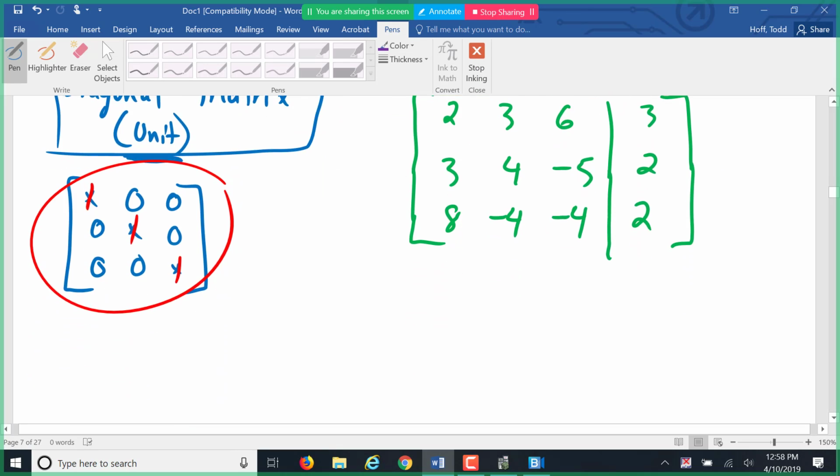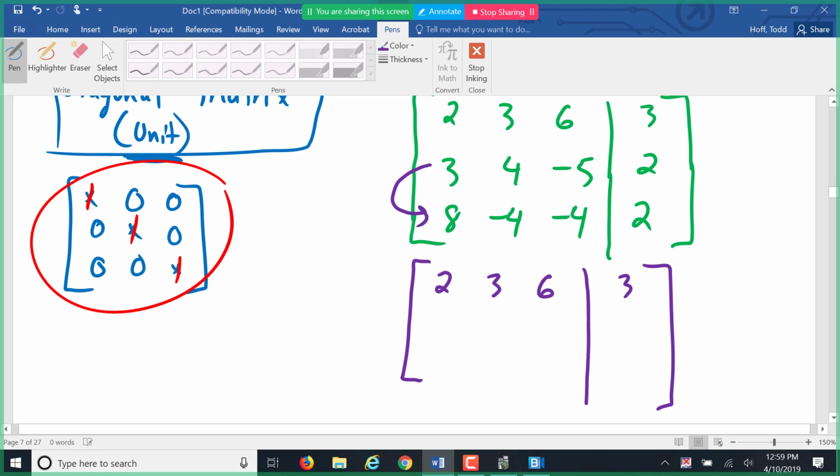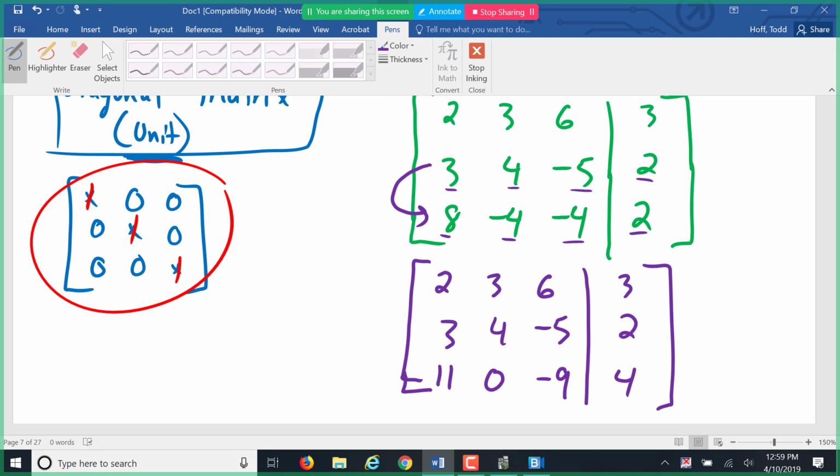Now I'm going to replace the bottom row by adding the second row to it. I'm going to start writing just a little bit smaller just so that I can keep both matrices on the screen at the same time. So my top row doesn't change. My second row isn't going to change. But my bottom row is going to change because I'm going to add the second row to it. So 3 plus 8 makes 11. 4 plus negative 4 makes 0. That's one of the things we wanted to do. Negative 5 plus negative 4 makes negative 9. 2 plus 2 is 4. So we have managed to get one of the zeros we were looking for in our diagonal matrix.